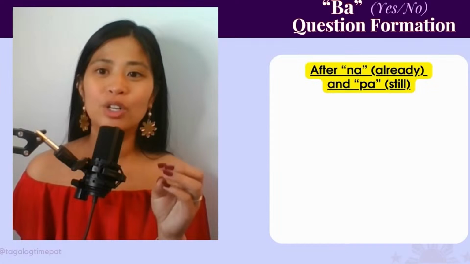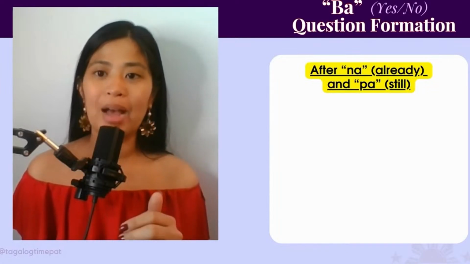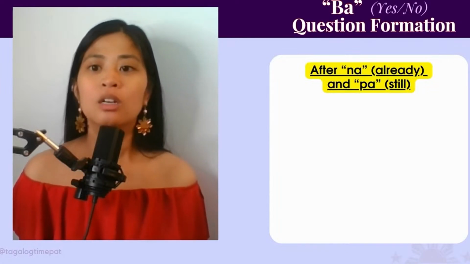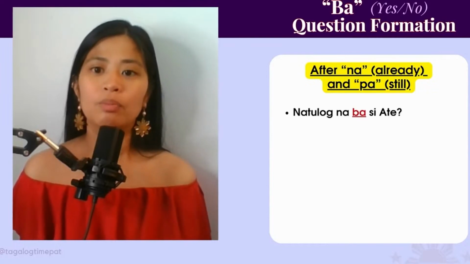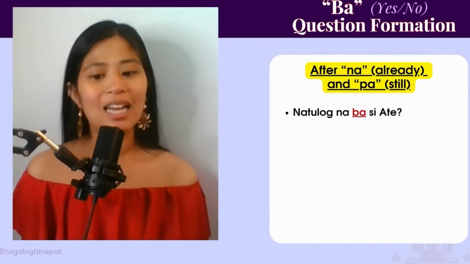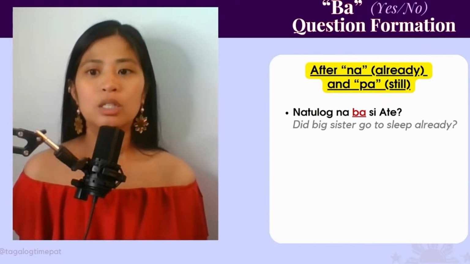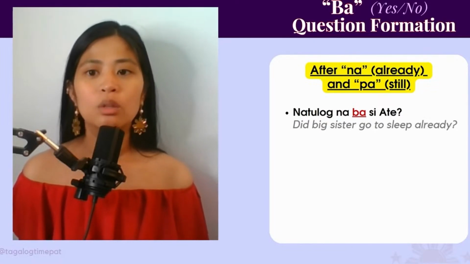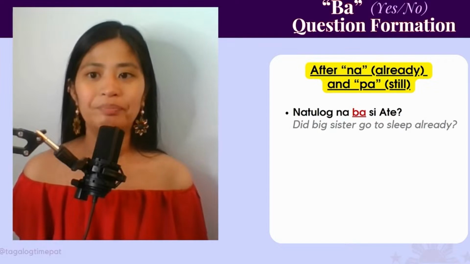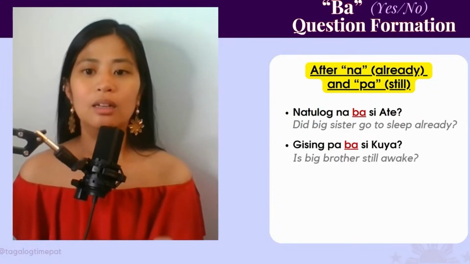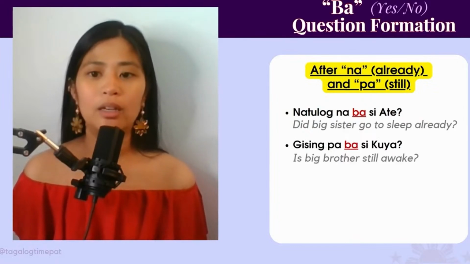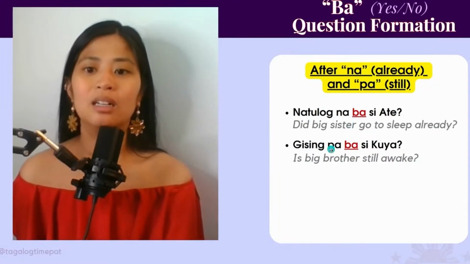Next, ba goes after the words na or pa if they appear in the question. So na means already, pa means still. For example, natulog na ba si ate? Did big sister go to sleep already? Natulog na ba si ate? Or gising pa ba si kuya? Is big brother still awake? Gising pa ba si kuya? There's pa and it means still.